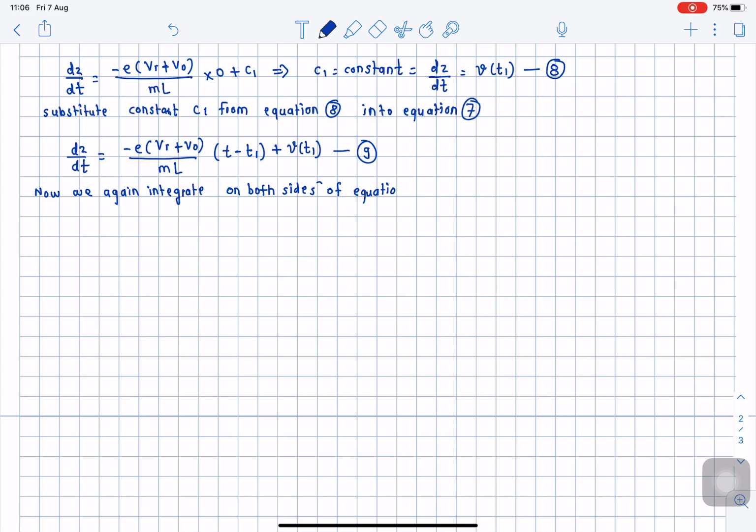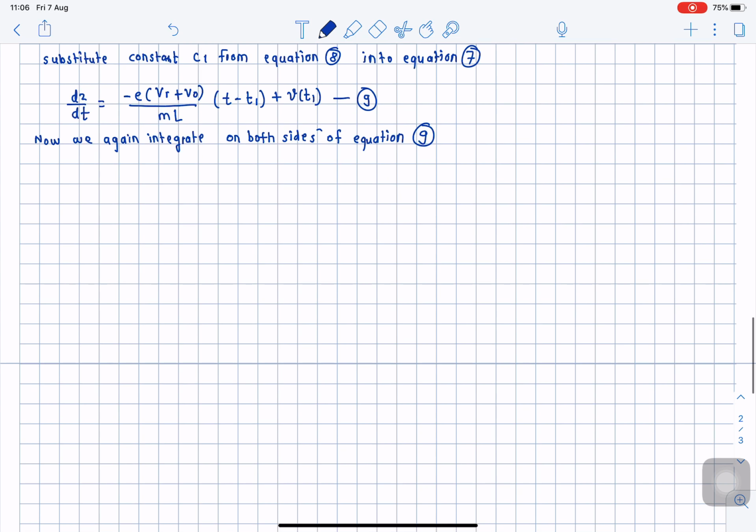Of equation 9. Okay, so we integrate both sides of equation number 9. So what we'll get then? When we integrate on the left hand side, I will get z is equal to minus e (vr plus v0) divided by m into l, as it is.